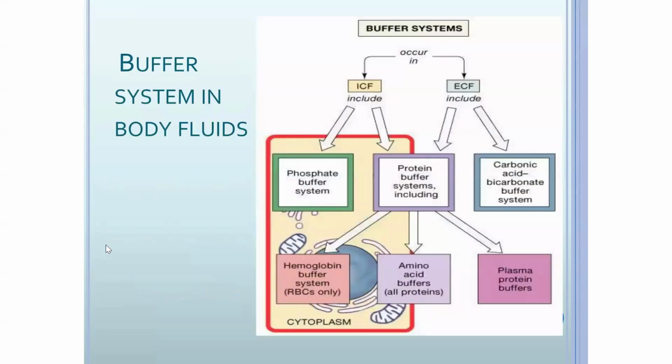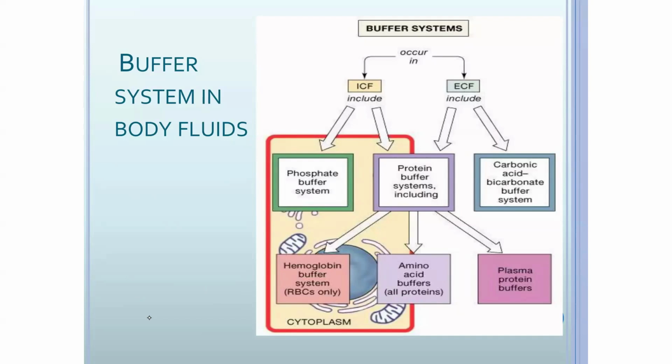So then what are the buffer systems? The buffering systems in body fluid occur in both extracellular and intracellular fluids. In the intracellular fluids, we have the phosphate buffer system and the protein buffer system. The protein buffer system includes the hemoglobin buffer system, amino acid buffers, and plasma protein buffers. So these are examples of buffering systems.